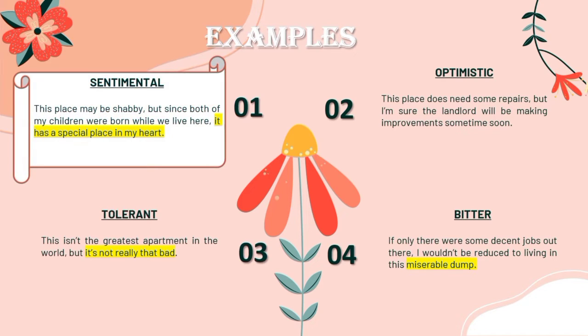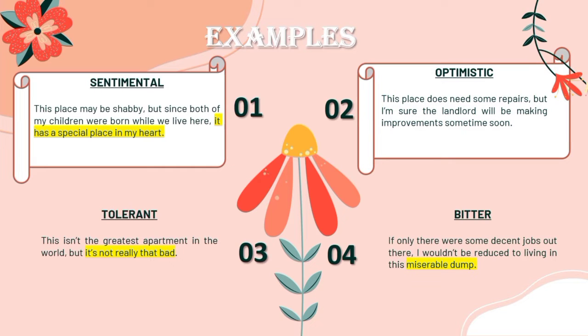Firstly, sentimental. This place may be shabby, but since both of my children were born while we lived here, it has a special place in my heart. The words "it has a special place in my heart" express tender emotions. Thus, the tone is sentimental. Secondly, optimistic. This place does need some repairs, but I'm sure the landlord will be making improvements sometime soon. The writer is expecting the apartment to be improved soon. Therefore, the tone is optimistic.